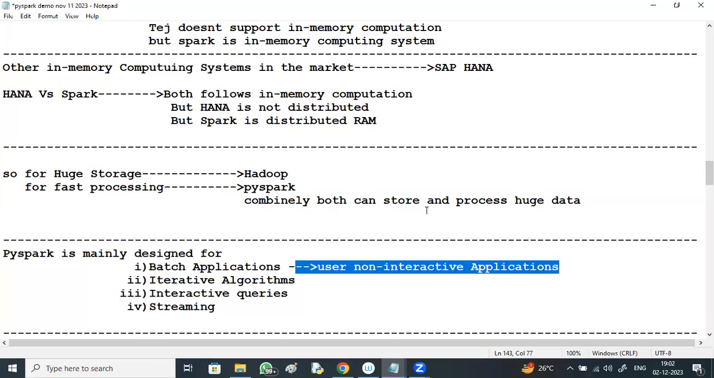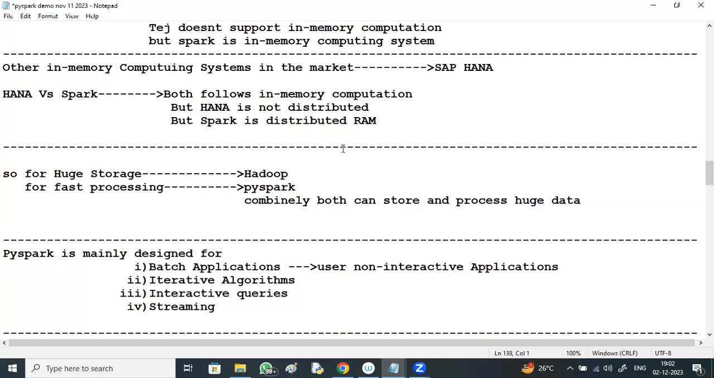Sir, PySpark alone cannot be used, it should be used with Hadoop, right? So PySpark is for processing. The Hadoop distributed file system is there, which will be storing the data, and from there PySpark takes the input and processes it. So my question is: can we use PySpark alone, or should we use PySpark plus Hadoop?